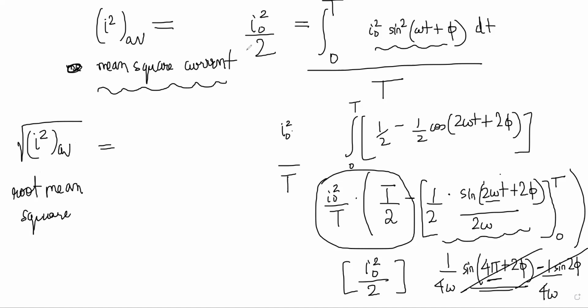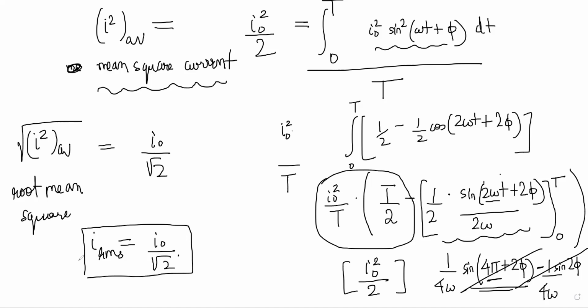Will be equal to root of this, which is I naught by root 2, right? This is your IRMS. IRMS current is I naught by root 2. The usefulness of this is that now, in terms of the heating effect of current, I don't have to use I naught square RT.